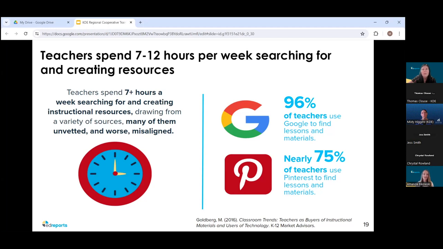Teachers spend an average of 7 to 12 hours per week searching for or creating instructional resources, some of which we know they're paying for out of their own pocket. A 2017 RAND analysis found that 96% of teachers are using Google and 75% of teachers are using Pinterest to find lessons and materials, many of which are just unvetted. What this leads to is inconsistent quality, and what we see is that it impacts low-income students and students of color the most, creating even greater inequity issues.